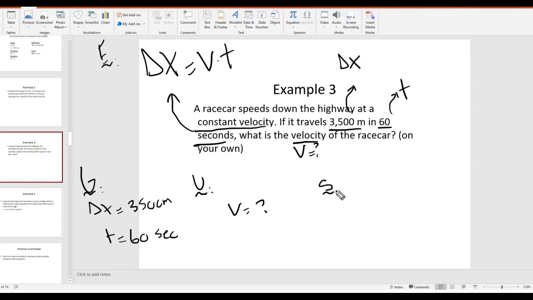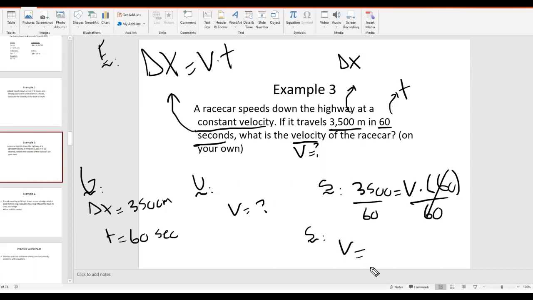And then I'm going to substitute and solve. So I'm going to plug in delta x, I'm going to replace with 3,500 equals, v is unknown, so I just leave that in the equation, and then t is 60. I ask myself, hey, what's being done to v? I want to solve for v. What's being done to v? It's being multiplied by 60, and the opposite of multiply is divide. So I'm going to divide both sides by 60.